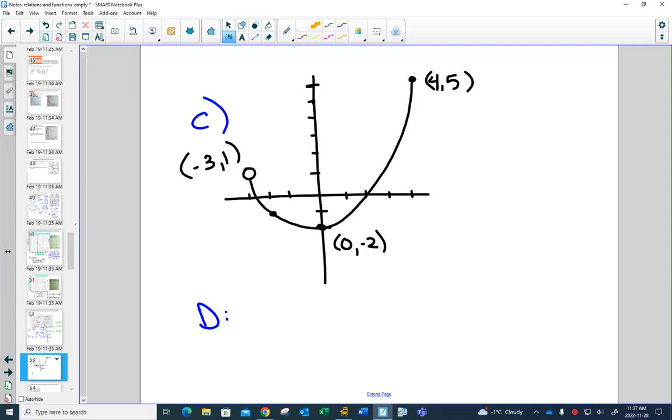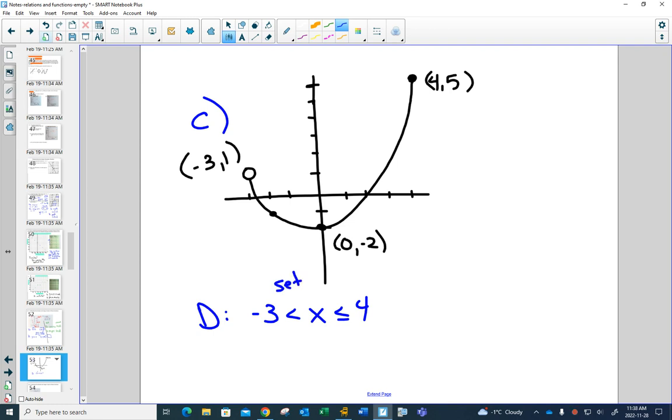Does 4 work? Yes, because this one is filled in, 4 works. So it's anything in between -3 and 4, but it includes 4, but doesn't include -3. So x is greater than -3, but less than or equal to 4. Are you okay with that?